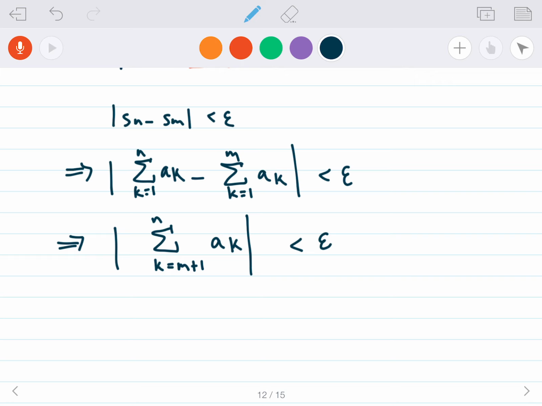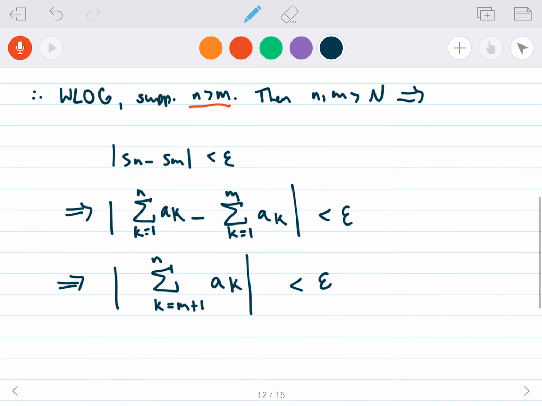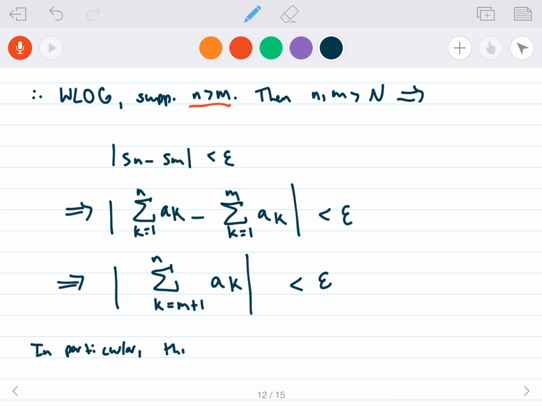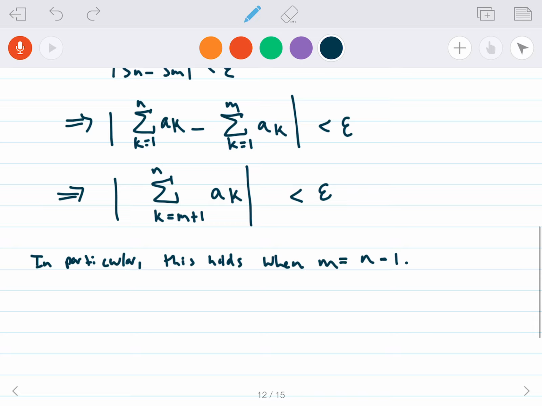Okay. So now this holds for all n and m bigger than capital N. So in particular, this holds when m is equal to n minus 1. All right, so little n is strictly bigger than m, and so let's say that little m is equal to n minus 1.